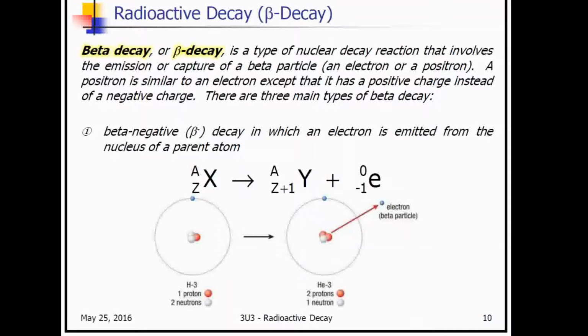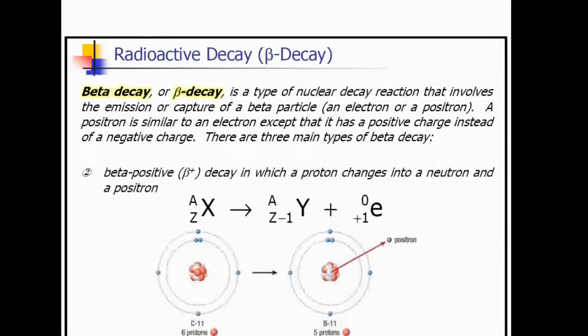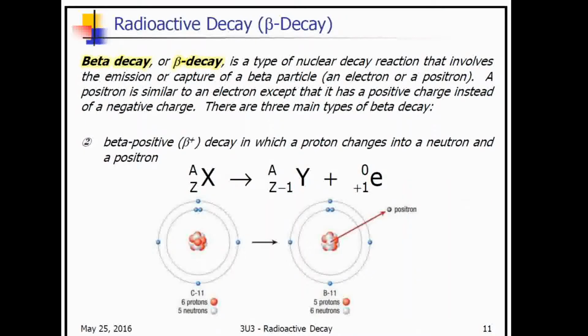So this is our beta negative decay, when an electron is emitted. And the electron is called the beta particle. Next we have beta positive decay. This is when not an electron, but something called a positron is emitted. And a positron is something that has the same mass as an electron, but has a positive charge.